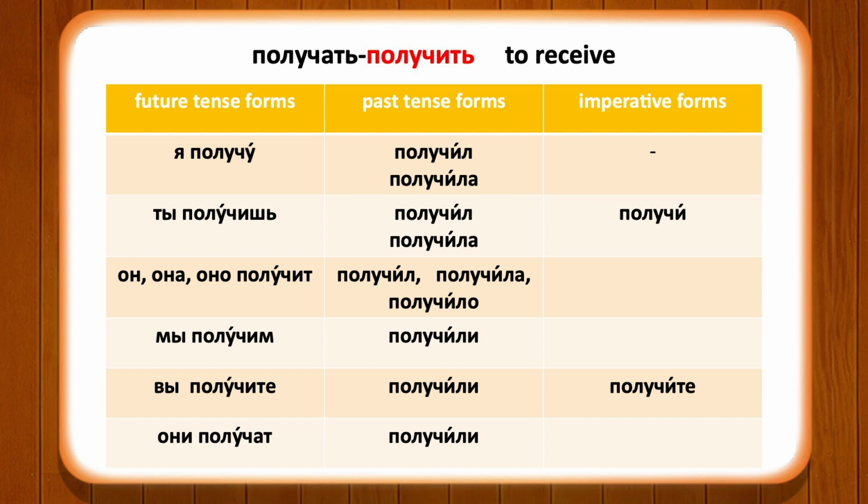Let us learn the past tense form of this verb. Я получил for the masculine gender, я получила for the feminine gender. Ты получил, ты получила. Он получил, она получила. Мы получили, вы получили, они получили.